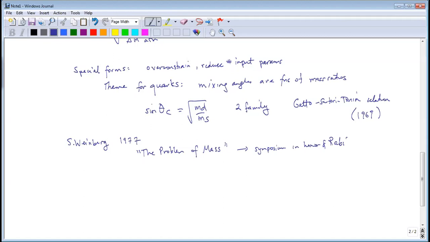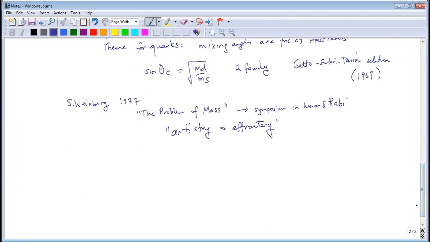So I like that combination, basically. Artistry and effrontery. I think we're going to see signs of both in a lot of the material I'm going to go over today. So what was Weinberg's set of ideas? Weinberg was actually proposing a radiative mechanism.